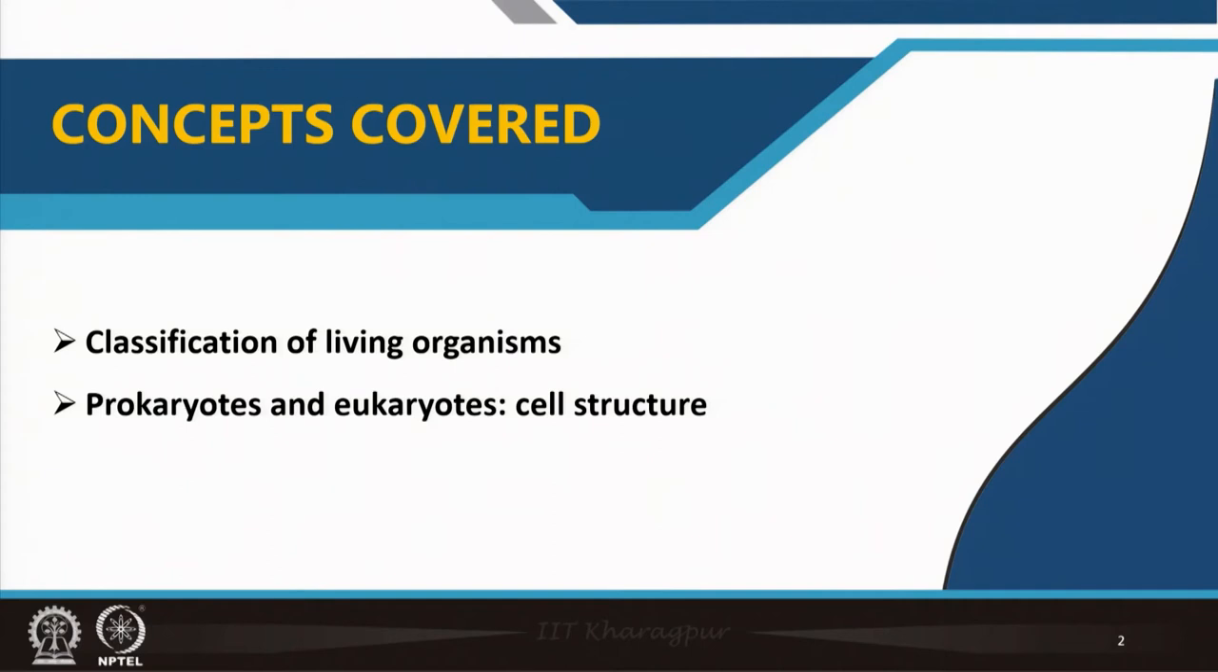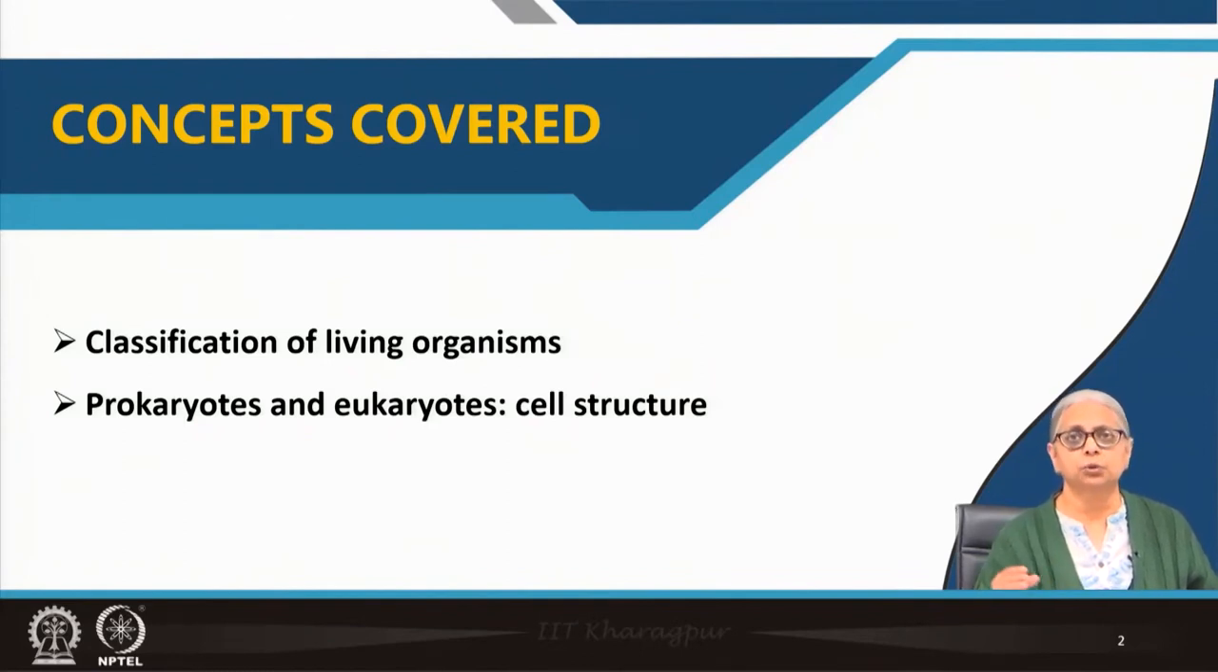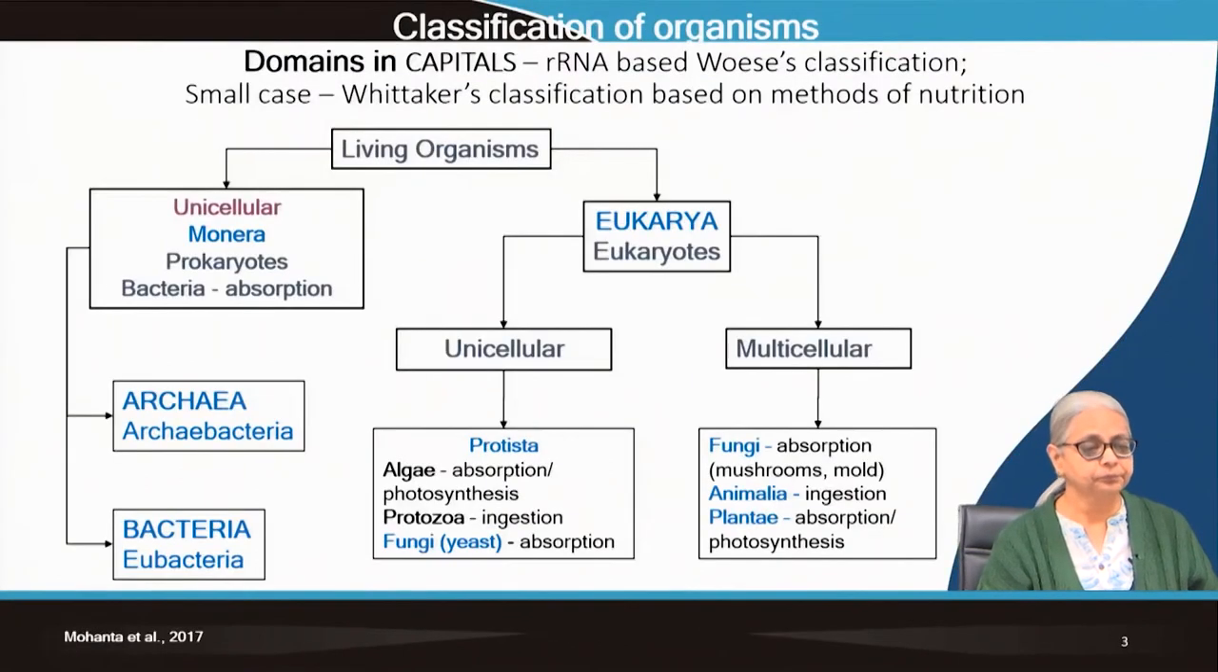We're going to look at the differences between prokaryotes and eukaryotes, that is, those are the 2 main categories of living organisms, and their cell structure. And we're also going to look at different microbial groups in subsequent parts. So today, in this particular segment, we're going to look at the classification of living organisms and prokaryotes and eukaryotes.